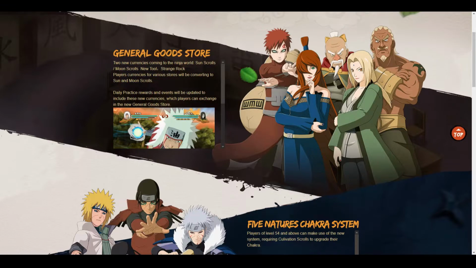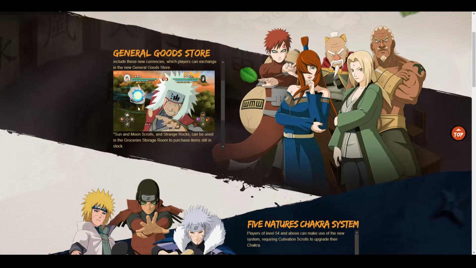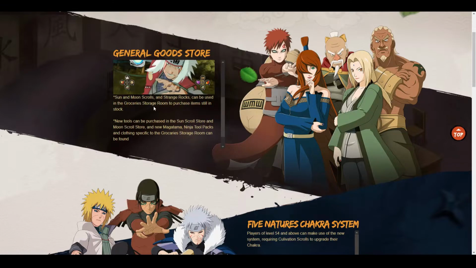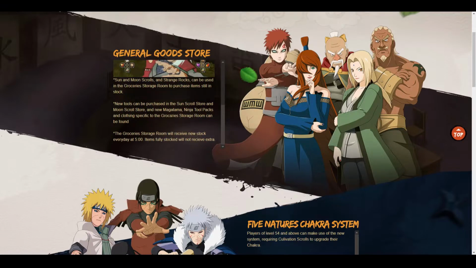Daily practice, rewards, and events will be updated to include these new currencies, which players can exchange in the new general goods store. Sun and Moon Scrolls and Strange Rocks can be used in the grocery storage room to purchase items still in stock. New tools can be purchased in the Sun Scroll store and the Moon Scroll store, and new Mangatamas, Ninja Tool Packs, and clothing specific to the grocery store room can be found. The grocery store rooms will receive new stocks every day at 5. Items fully stocked will not receive extra.